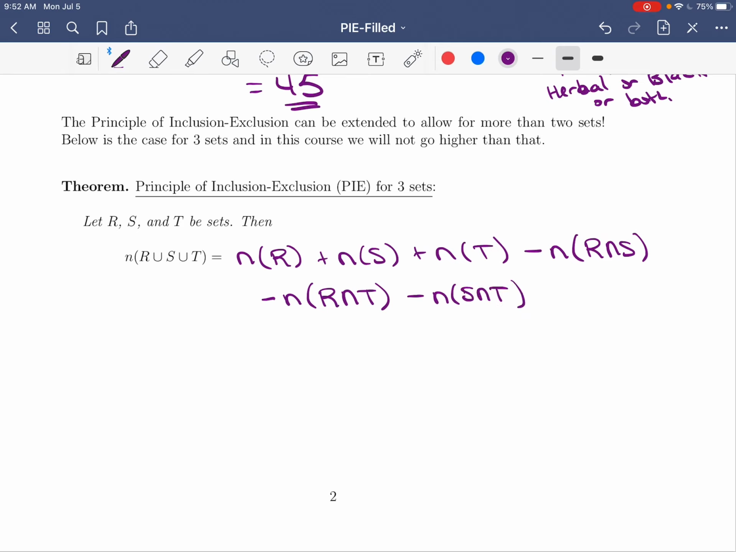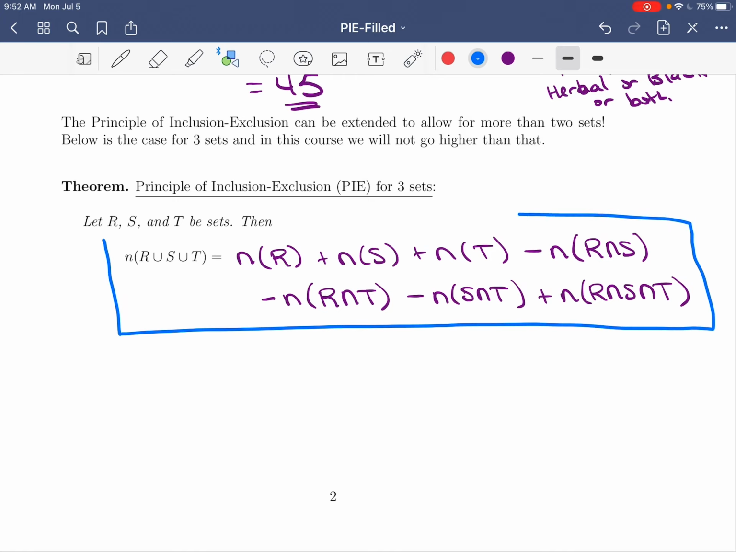But then I do have some elements that are in all 3 sets. They could be in all 3, but then I subtracted them 3 times because they're in all 3 of these intersections as well. So I need to add them back in. In the next section, we're going to have a nicer way to visualize this. But for now, that's the formula.